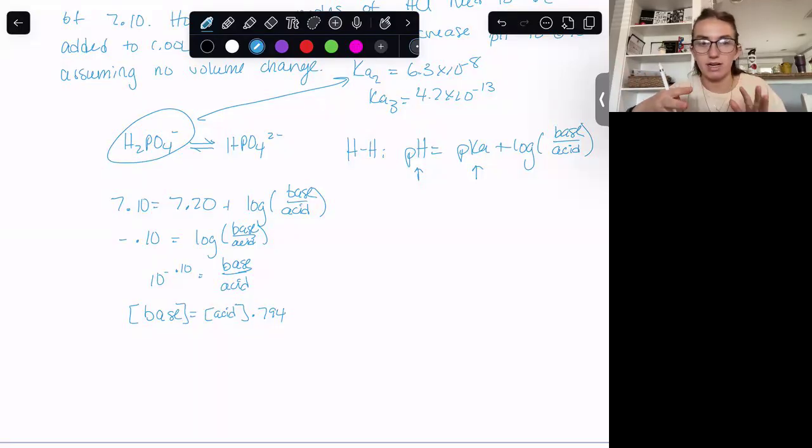So right now we're set up correctly: we have less base than acid, and we know the ratio of acid to base. Even if you gave it so that you had 1 molar of acid, then you would have 0.794 molar of base. Okay, so that starts off there.